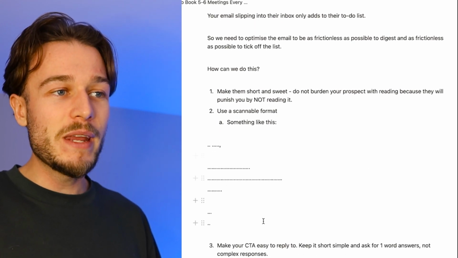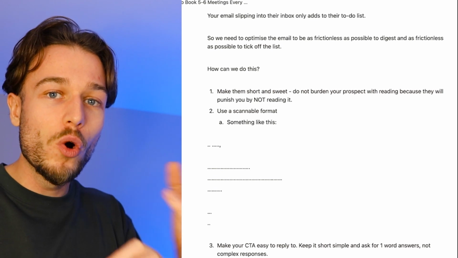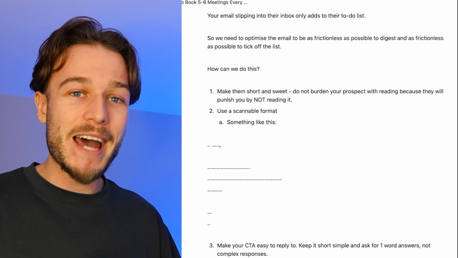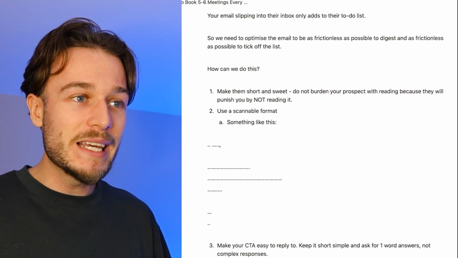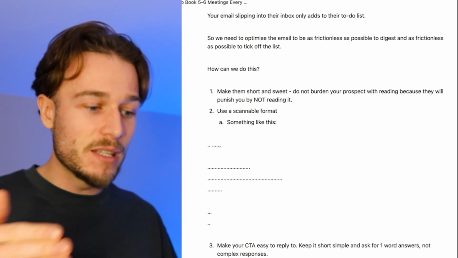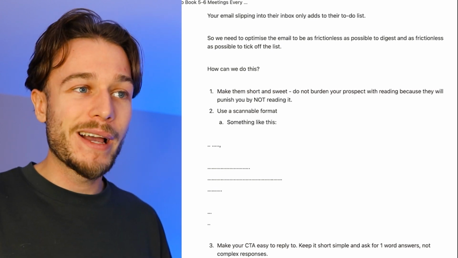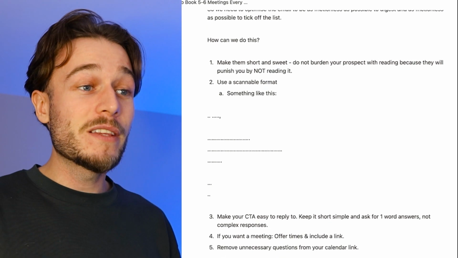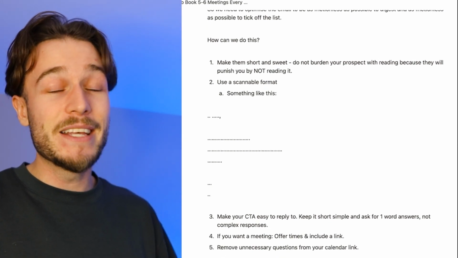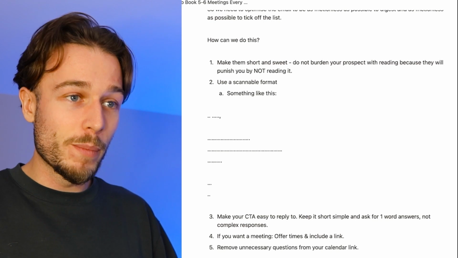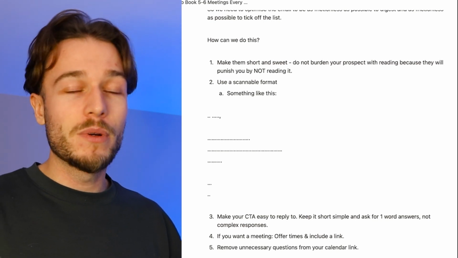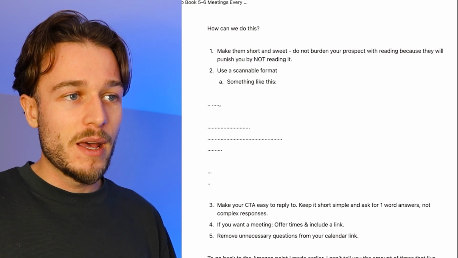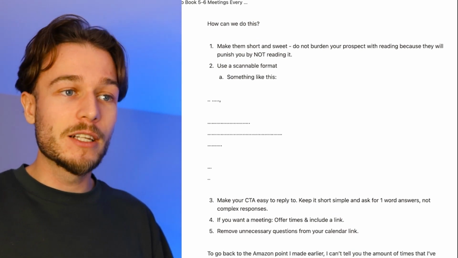Something like this. Now, this may not make sense to you, but if you can structure your cold email to look like this, it is an incredibly scannable format. You can see that very quickly, you can get the key points, and you can get to the end of the email and tick it off very, very quickly. The goal here again is to make things frictionless. The third thing you can do is to make your CTAs, which is your call to actions, easy to reply to. You want to keep it short, simple, and you want to ask for one-word answers and not complex responses. And if you want a meeting, offer times and include a link.